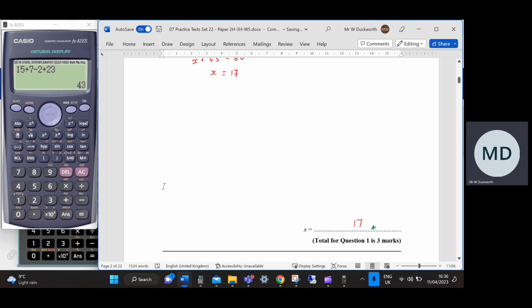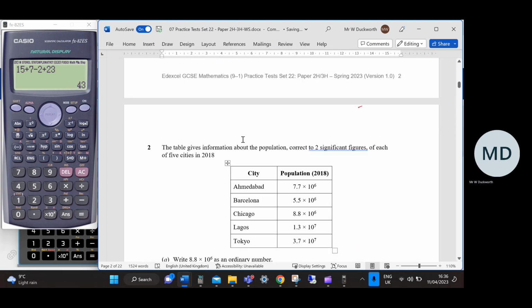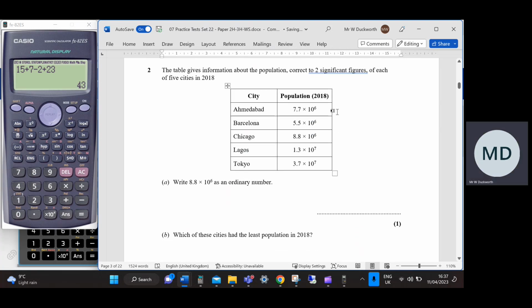Okay, question 2 then. Okay, the table gives information about the population, correct to 2 significant figures, of each of 5 cities in 2018. Okay, write 8.8 times 10 to the 6 as an ordinary number. Well, an 8 with 6 zeros would be 8 million. So I've got that same power, 860,000.